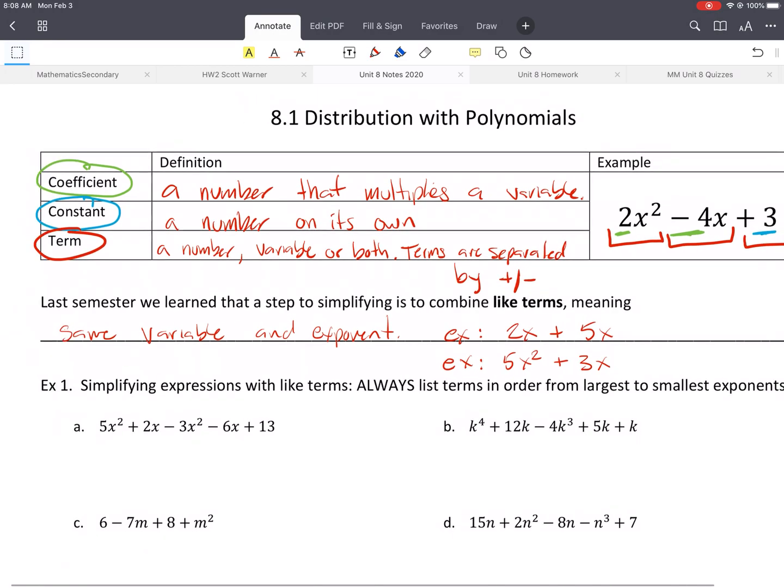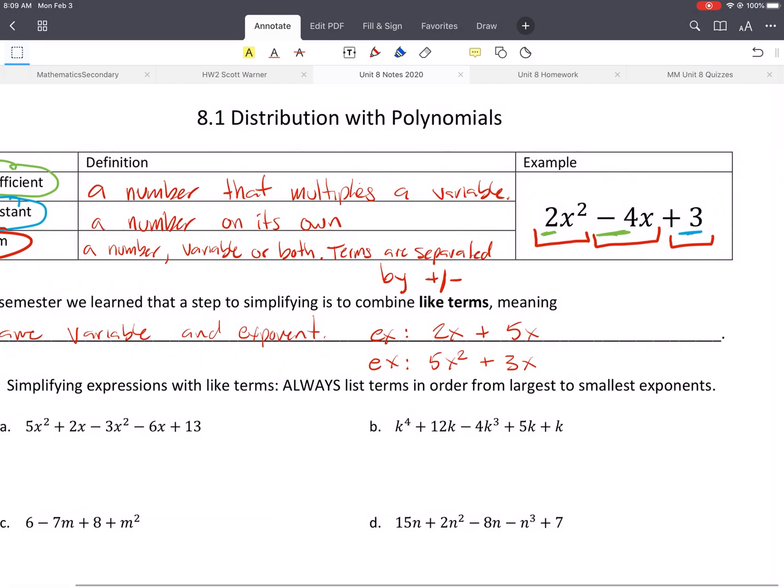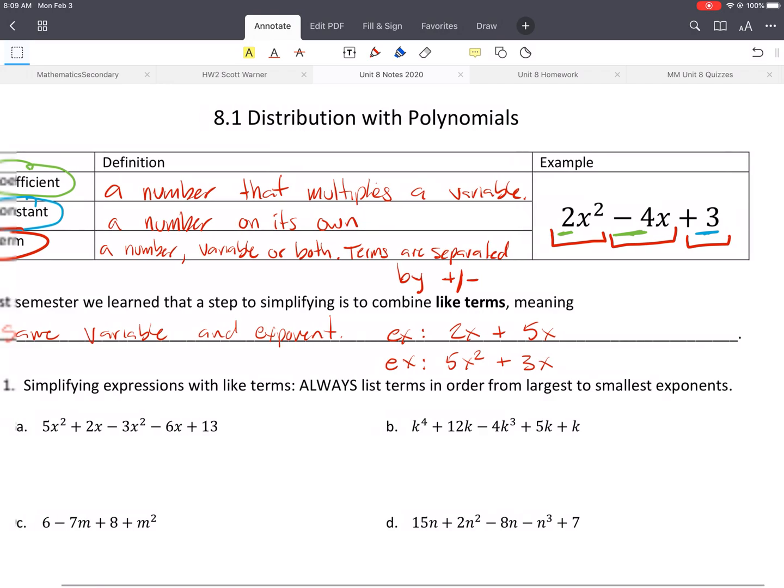And then we also have term. A term is a number, variable, or both. Terms are separated by plus or minus signs. So I marked those using red. We have 3 terms. One term is 2x squared, another term is -4x, and 3 is another term. So we have 3 terms.